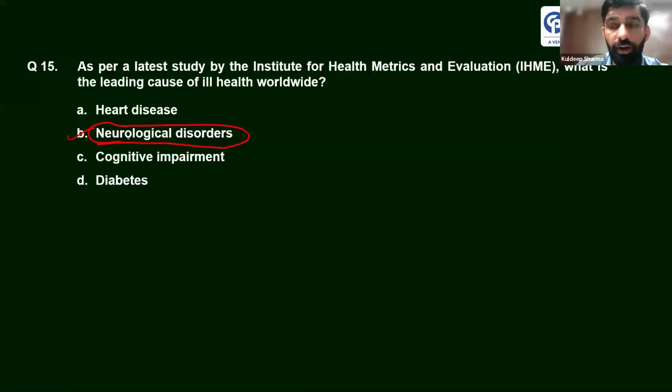So if you read today's newspaper, you'll find one article regarding this only. And it has reported that neurological disorder has actually bypassed heart disease as the top cause of ill health worldwide. So neurological disorder, earlier it was cardiovascular or heart disease.